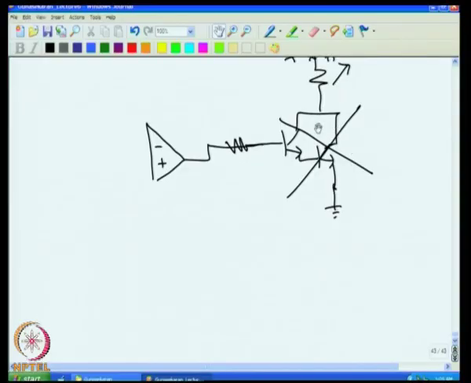Similarly, see how to drive different heaters, higher voltage heaters and so on, using different circuits. These things I will explain to you in the next class.